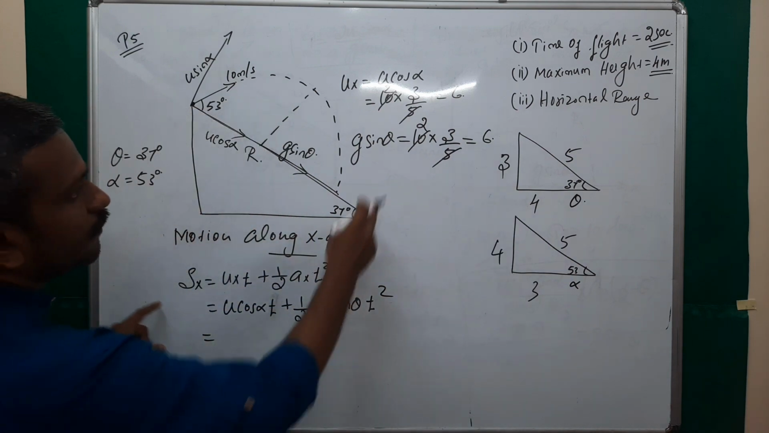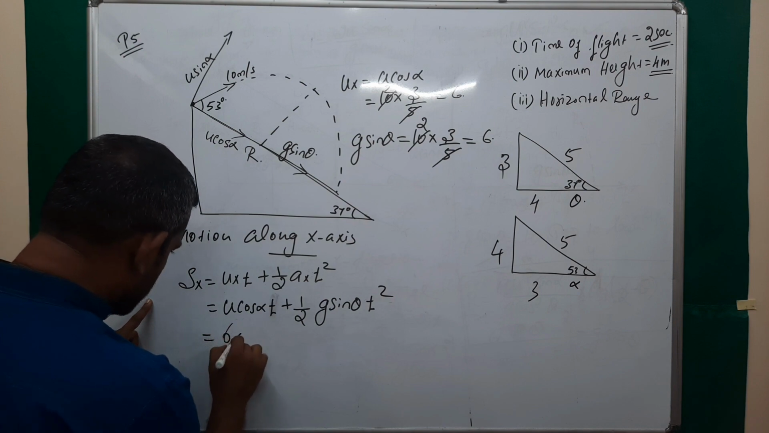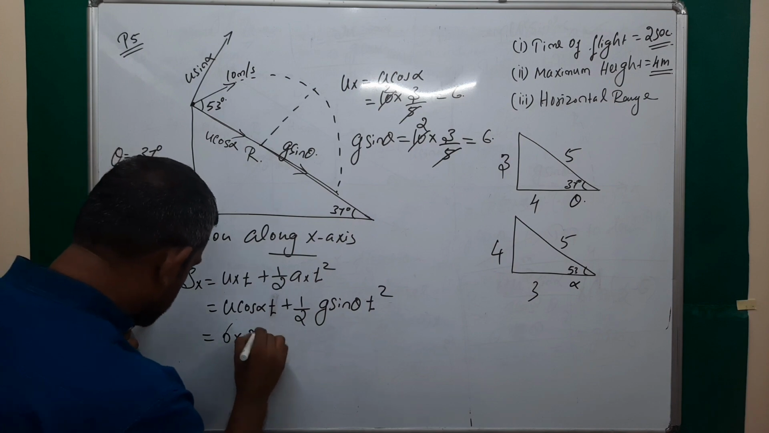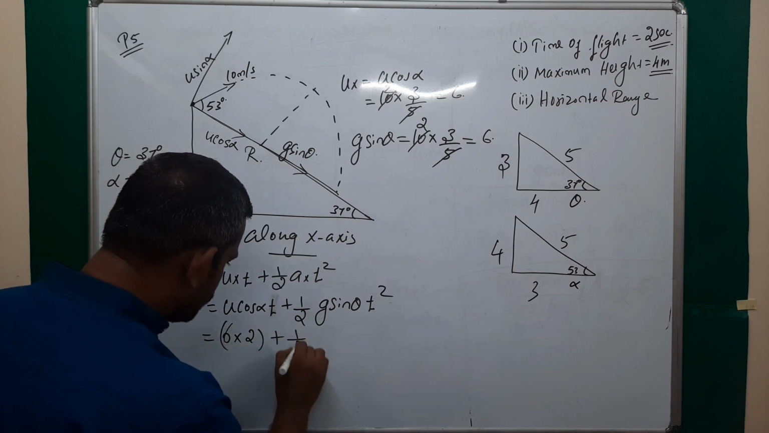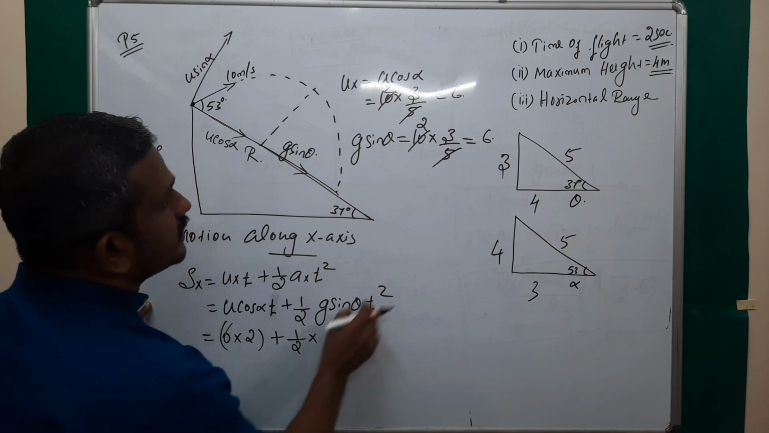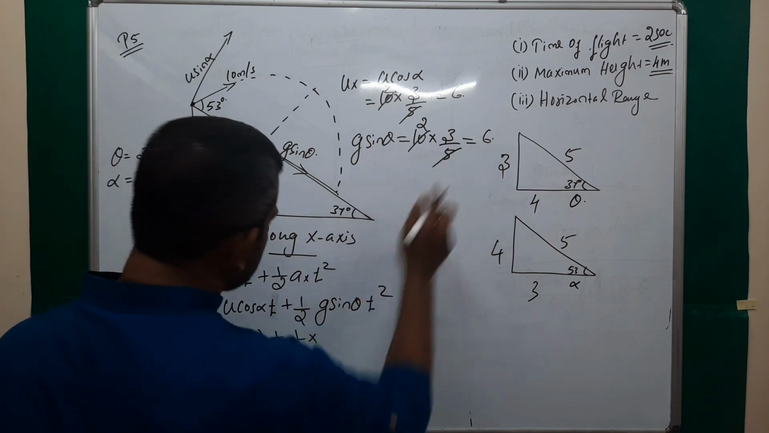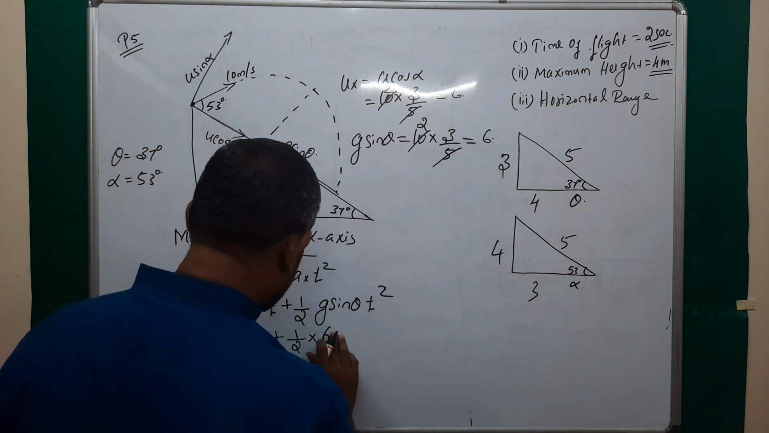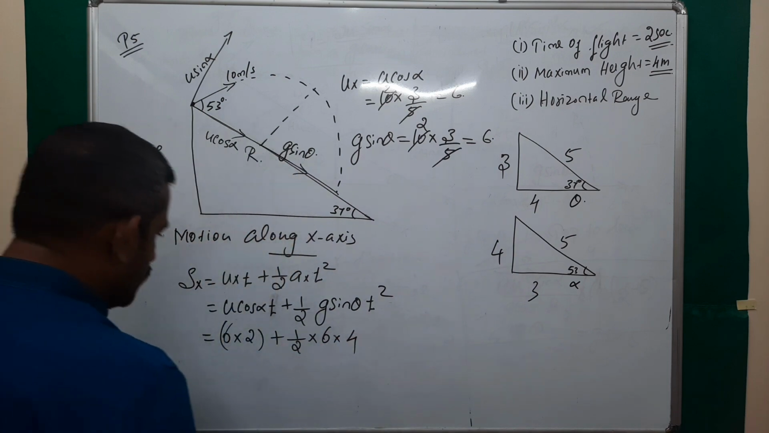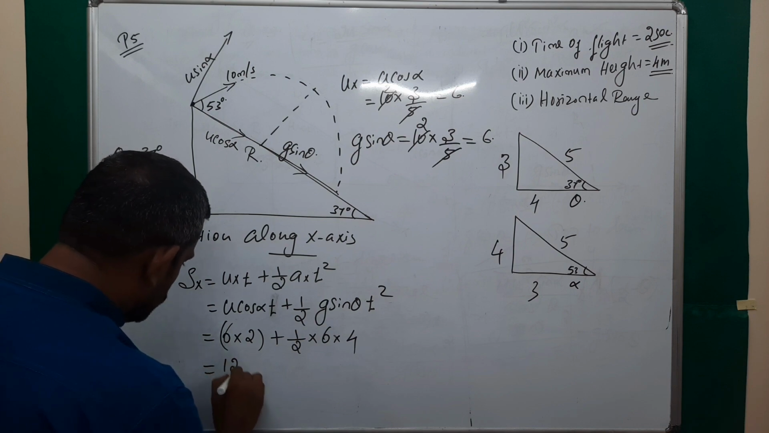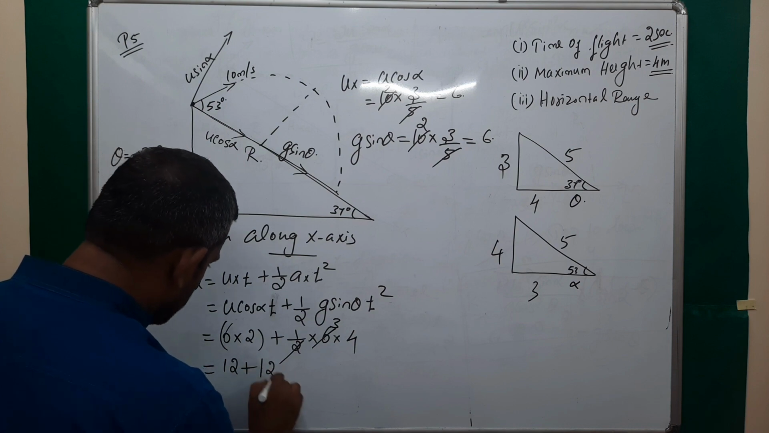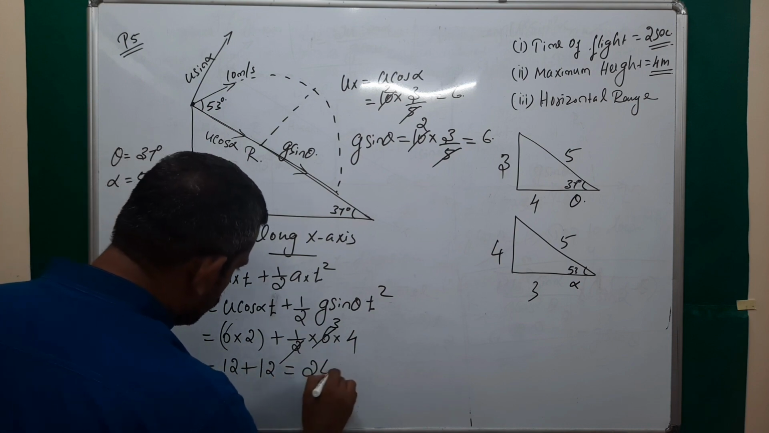That is u cos alpha, means 6 into t, time of flight, that is 2 seconds. 6 into 2 plus half into g sin theta. What is the value of g sin theta? That is 6 into t square, that is 4, into 4. So that's equal to 12 plus, 3 times 4, 3s are 12. So that's equal to 24.